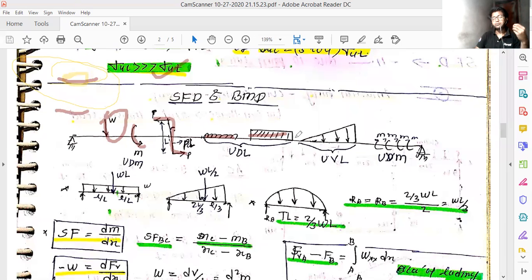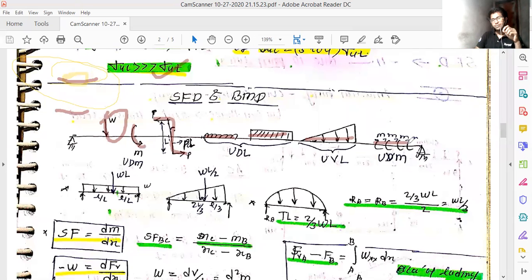Now we can see the uniformly varying load. The denotation is a different variation; only the orientation can be changed. This can be the notation for the uniformly varying load.